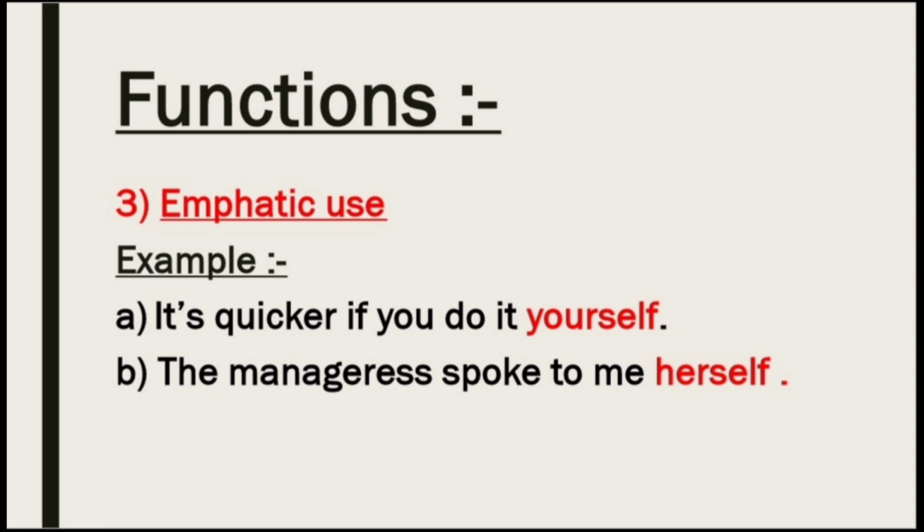Function number 3 is its emphatic use. We can use reflexive pronouns as emphasizers, and by using reflexives as emphasizers we mean that that person or thing and nobody or nothing else. Have a look at these examples here. It's quicker if you do it yourself. You alone will do it and nobody else. The next example is: the manageress spoke to me herself. So she herself spoke to me. It's emphasizing the noun manageress.